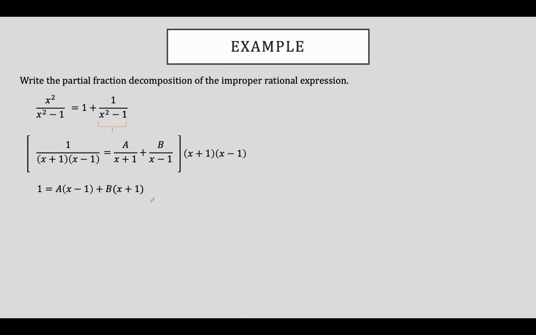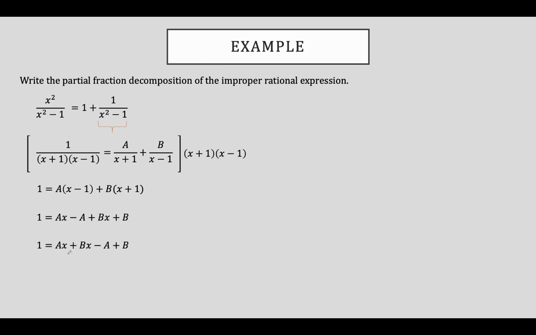Now we can distribute and expand. We multiply the a and the b through. We get 1 is equal to ax squared minus a plus bx plus b. We group our like terms. We're going to group our x terms together. We get 1 is equal to ax squared plus bx minus a plus b.